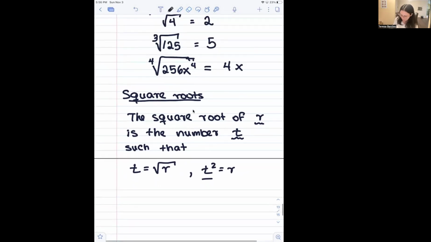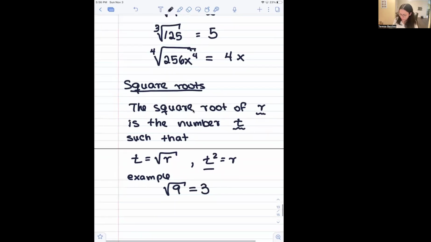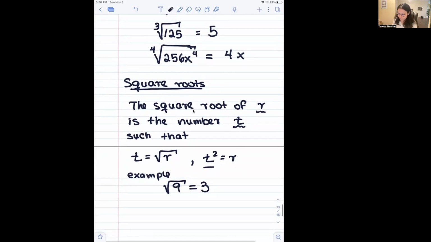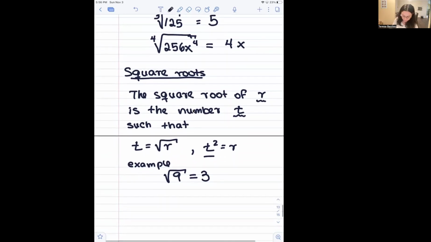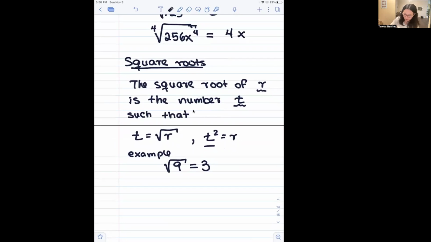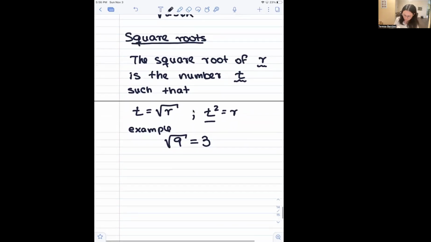Okay, an example of this, we have numbers instead of variables. We have the square root of 9 is equal to 3, where r would be 9. Square root of r is a number t, in this case 3. It means that 3 squared, or 3 multiplied by itself, will be equal to 9. So this one we are more used to, so we're not going to practice too much, but there is something that we need to know here.